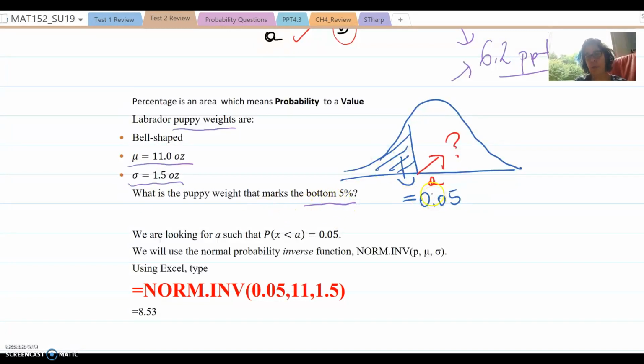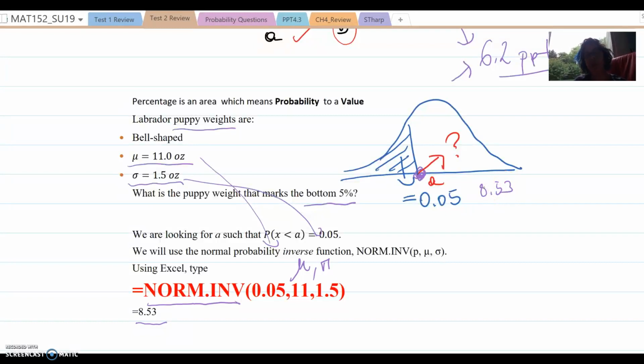So first put the shape down, right? 5%. Now the area is given, so what value do we need to put there? For that, we're using the norm.inverse formula. So the percentage comes first, and then mu, and then standard deviation, which is coming from here. Then 8.53 is the A value that we are going to see there.